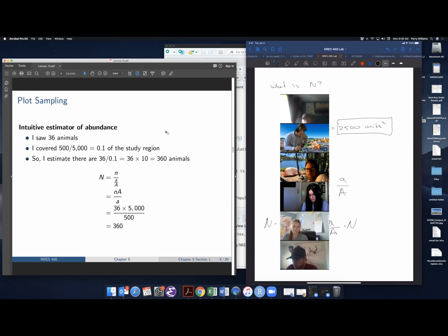And that gives us n equals big N times little a over big A. And now we can just divide both sides by this number. And that's going to give us n over little a over big A equals n.